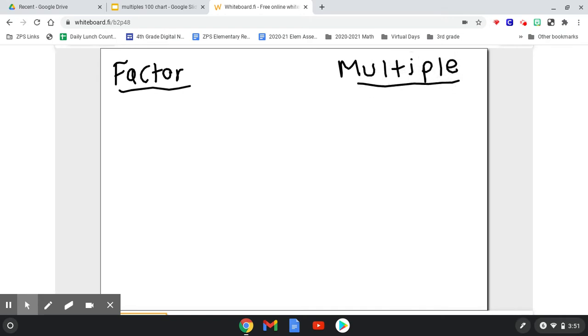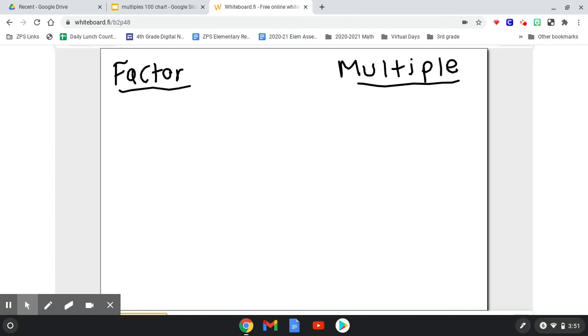Go ahead and get out your notebook or something to write on if you didn't already do so. And at the top of your paper, go ahead and write these 2 words. The first one is the word factor. The second one is the word multiple. We're going to be focusing on those 2 things today. You've probably heard both of these and you probably know what they mean. Maybe you just don't know the actual definition.